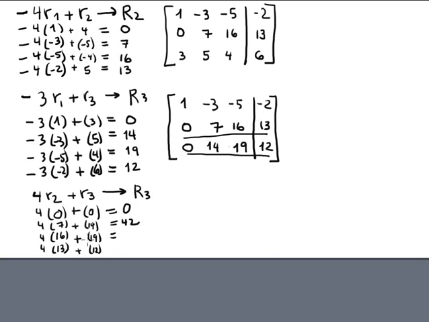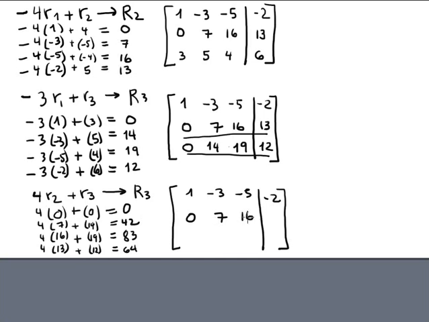16 times 4 is 64, plus 19 is 83. 13 times 4 is 52, plus 12 is 64. And this new number you store in the matrix, in row number 3. So 1, negative 3, negative 5, negative 2 stay the same; 0, 7, 16, 13; and this is 0, 42, 83, and 64.